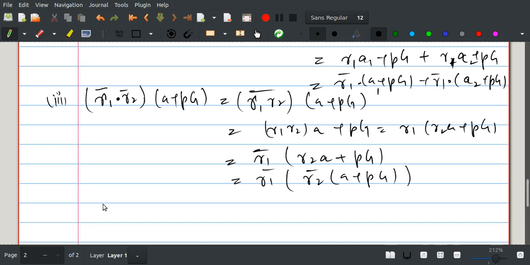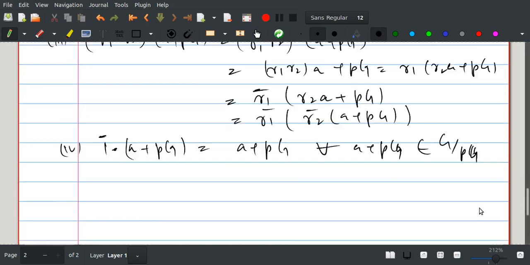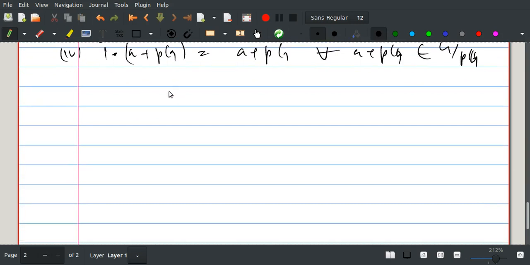And finally, for the fourth item, 1 bar dot (A plus PG) is equal to A plus PG for all A plus PG in G mod PG. So hence G mod PG has a Z mod PZ vector space structure.